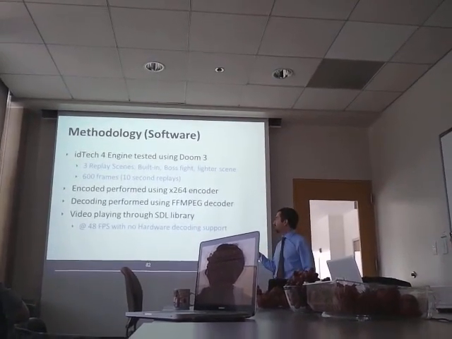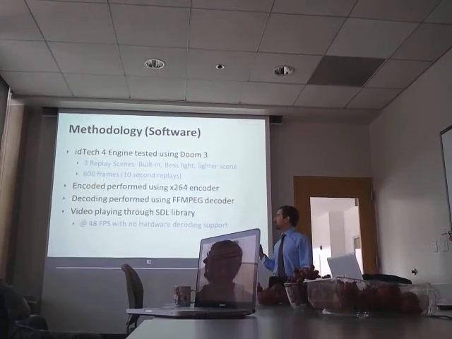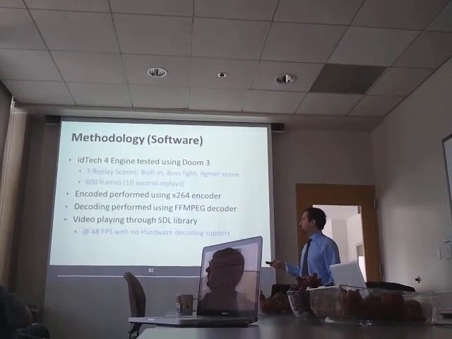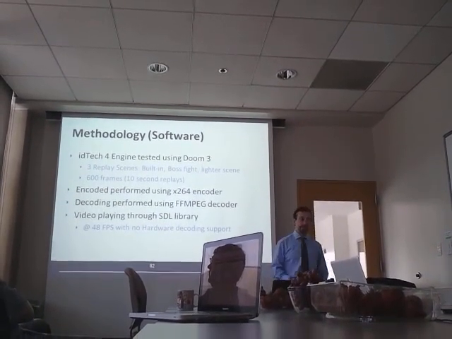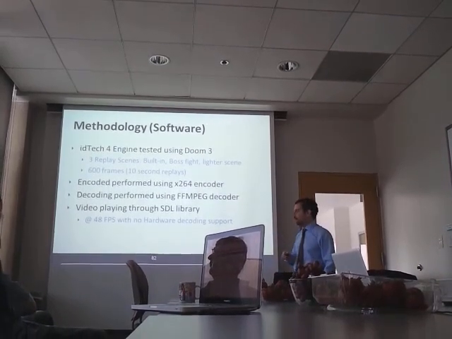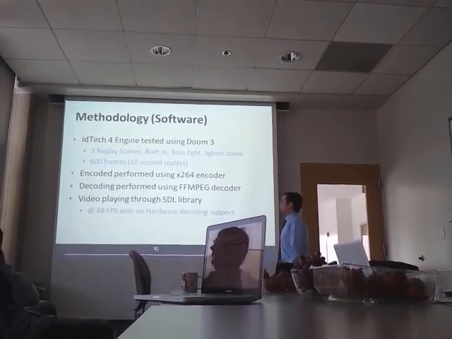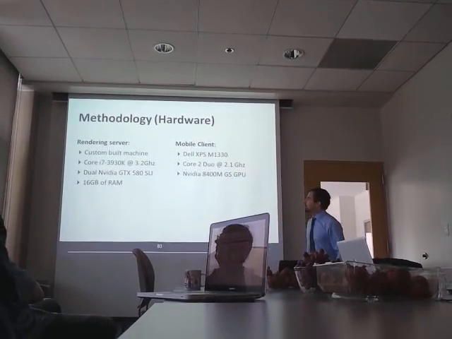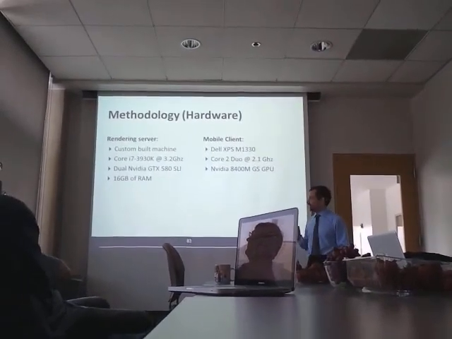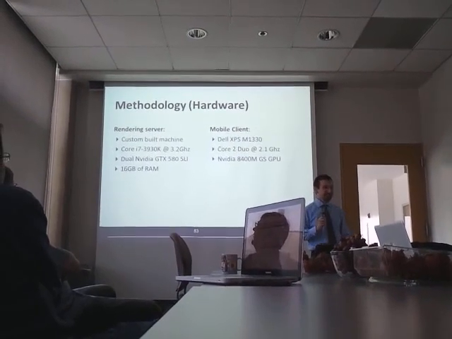We encoded this using the off-the-shelf x264 encoder. This is the most popular encoder and decoder for H.264, which is the state-of-the-art video compression standard. And we play through SDL. This is not a hardware accelerated library, so for now we are doing only 48 frames per second. I believe that once I apply hardware decoding to the prototype, I should be able to get the full 60 frames per second. For the hardware, if you take a look at my office, you will see a very beefy server with 6 cores at 3.2 gigahertz, and 2 NVIDIA GPUs.